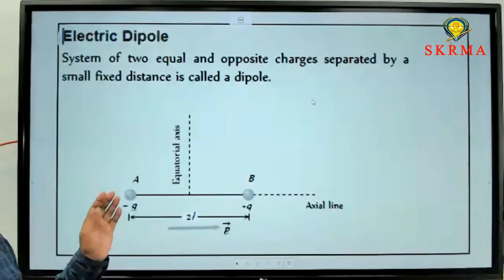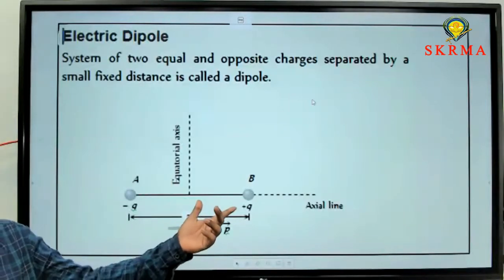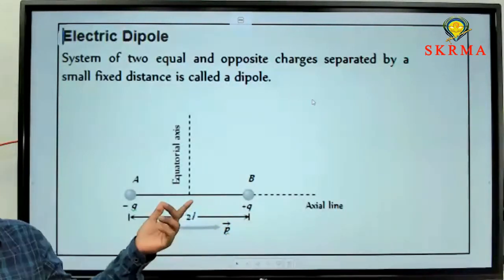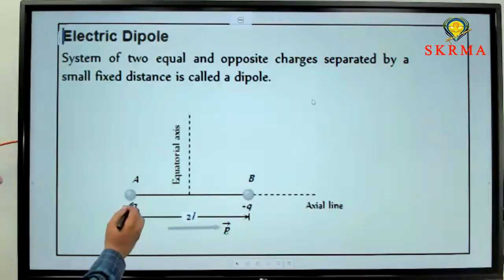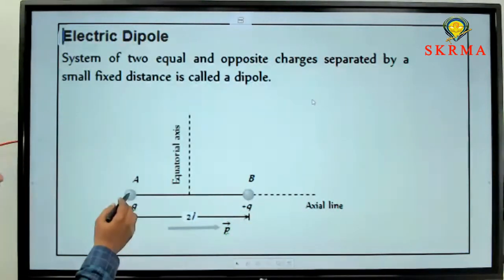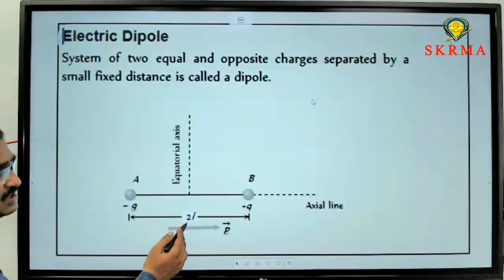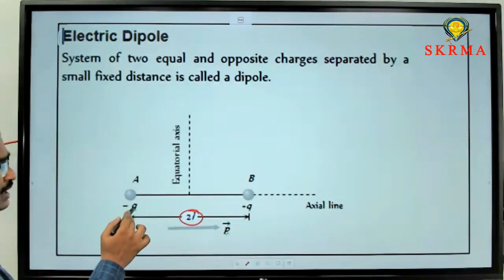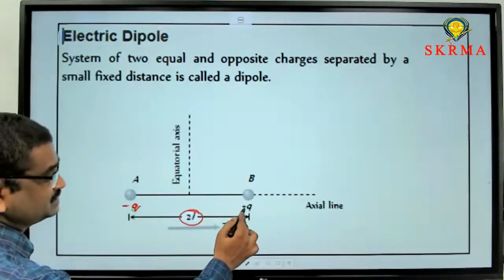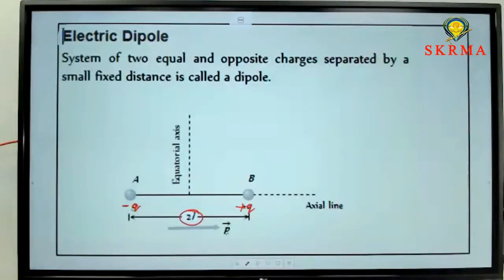When two equal and opposite charges are separated by some finite distance, it is considered a dipole. So here is the diagram. This is minus q, this one is plus q, separated by distance 2l. So plus q and minus q are separated by a finite distance, and this is called a dipole.